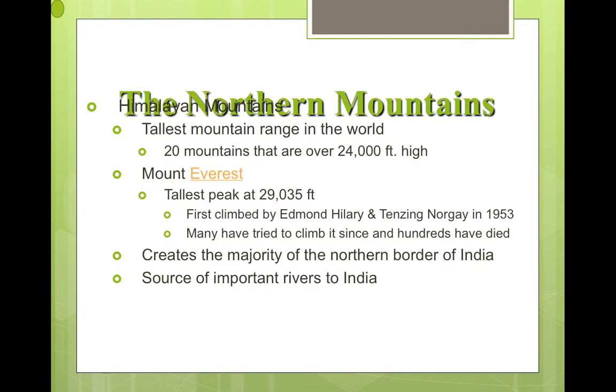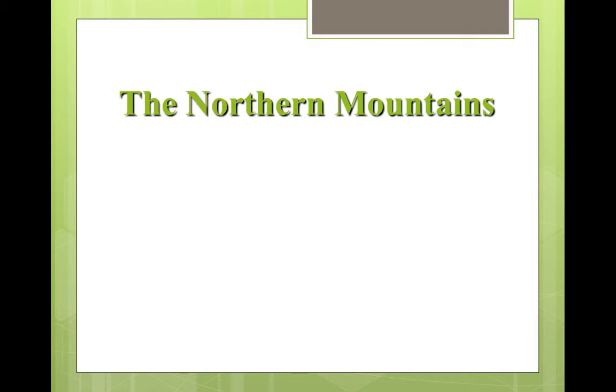Just like here in the United States, our mountains supply us with fresh drinking water based on snow collected through the winter, which then comes out in the springtime as water for the year. It's the same thing here: the snow that melts off the Himalayas becomes important rivers for the rest of India. Some of the important ones are the Ganges, the Indus, and the Brahmaputra rivers.